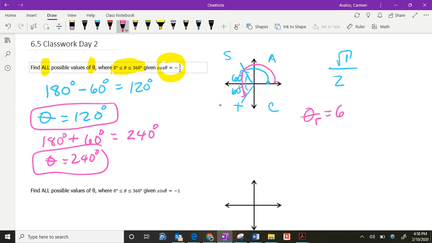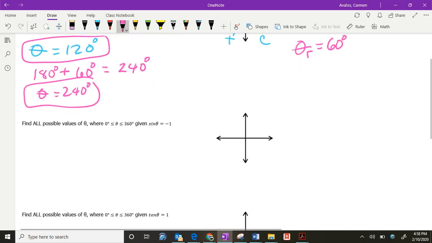And so that's going to be a 60-degree reference angle. So that helps us find all the possibilities. And cosine is negative in the second quadrant and the third quadrant. So there are only going to be 2 answers in this case.